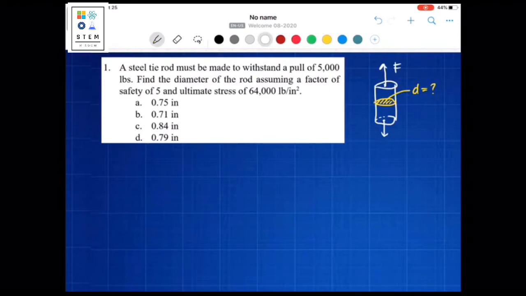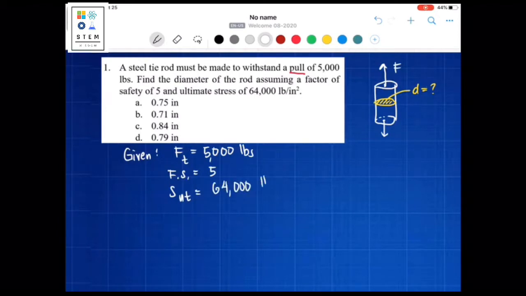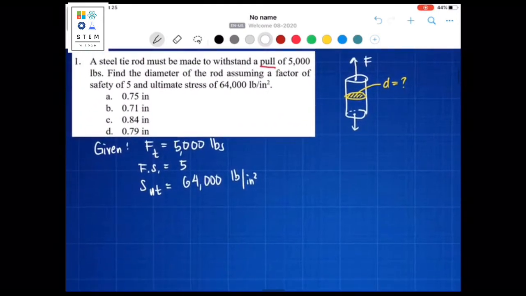Okay, so solve natin. Given, meron tayong load, pull. So, ibig sabihin, tensile force equal to 5,000 pounds. Okay, then binigyan tayo ng factor of safety na 5. And then, the ultimate strength. So, tensile pinag-uusapan natin. So, ultimate strength in tensile, 64,000 psi or pound per square inches. Okay, find, pinapahanap, diameter.